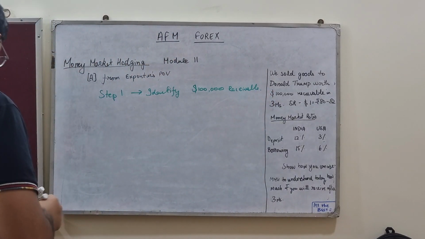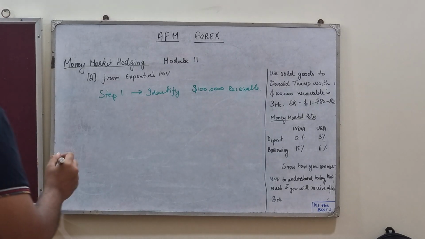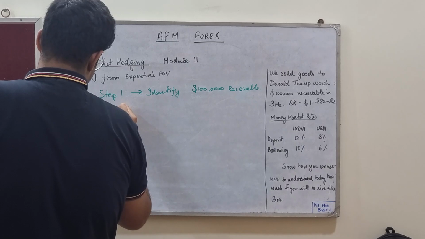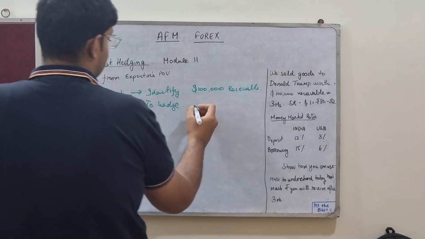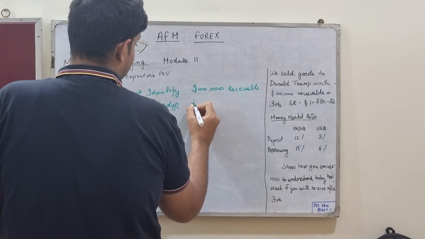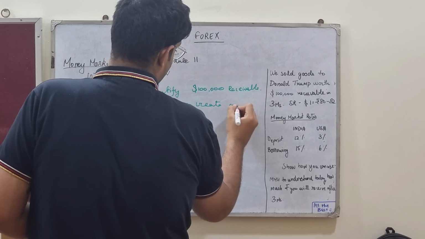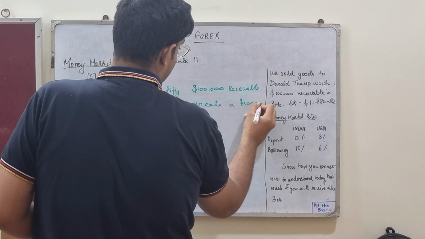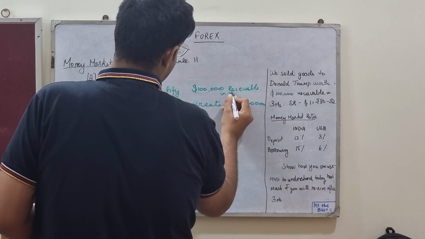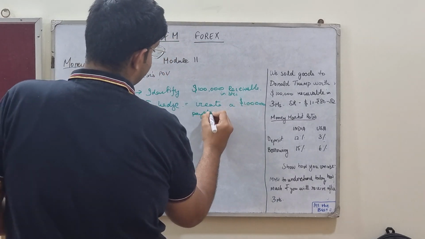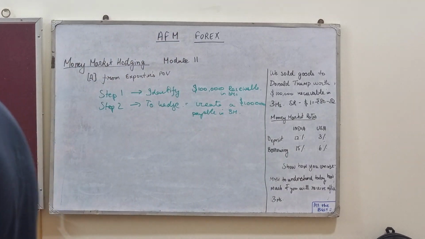So basically what we are going to do is, that will be step 2. To hedge, we need to hedge, create a $100,000 payable. Wait, this receivable is in 3 months. That is also important. Payable in 3 months, right? Yes.